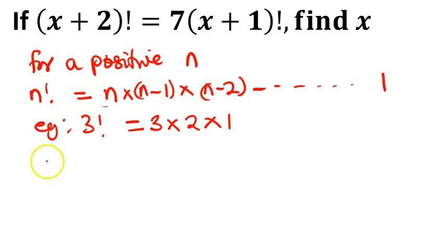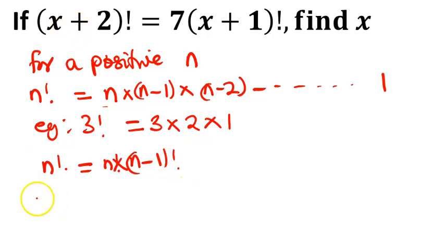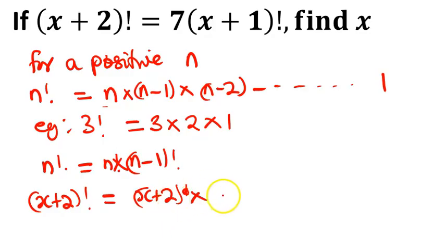Okay. Now, n factorial can also be written as n times (n - 1) factorial. So in that case, if we have (x + 2) factorial, then we can write it as (x + 2) times, and when we reduce this one by 1, you're going to have (x + 1) factorial. Okay, now to solve this question, let's rewrite it.